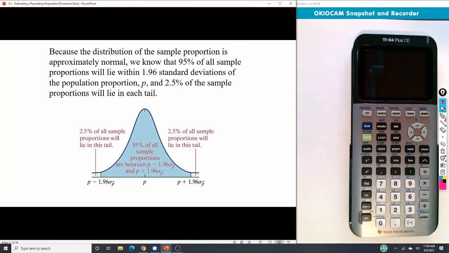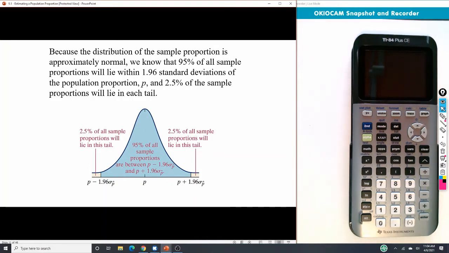Okay? All right, now with our sample proportion, if we know it's normal, it fits our bell curve. Okay, and so 95% is going to be in between our sample proportions here of p minus 1.96 times sigma and p plus 1.96 times sigma. Now, that's 1.96 standard deviations. Okay, and so we could figure that out.